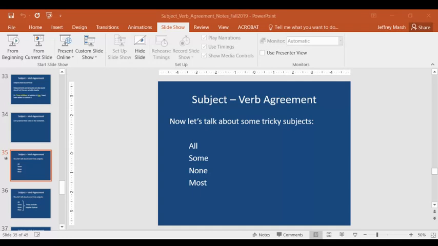This is the only time you really need to look at the prepositional phrase that tags along with these words in order to determine whether it's actually singular or plural. All the other times, words like every and each, we ignore the prepositional phrase. But with these four words, all, some, none, and most, we have to look at the prep phrase because that will determine whether it's singular or plural. Let me show you what I mean.